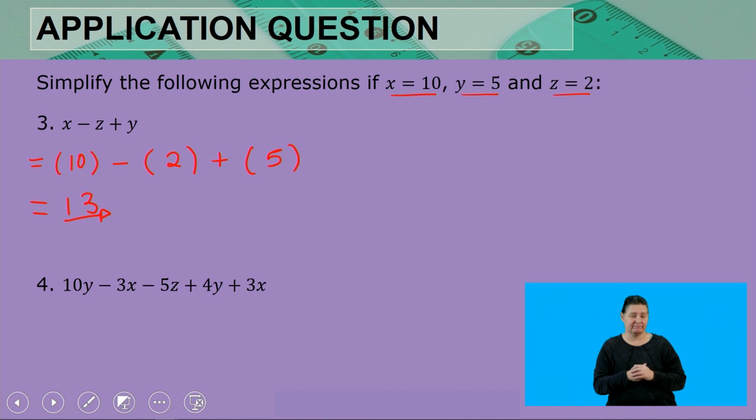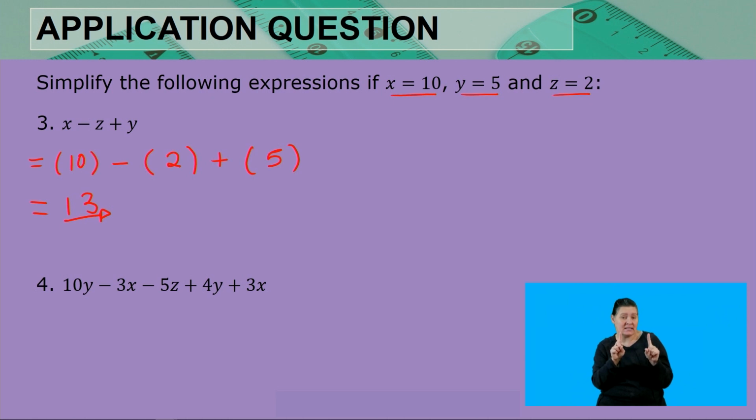So let's move on to the next one. Now the next one, when we look at it, we can substitute the values that we are given, but we can simplify this expression first because there are like terms here. Which ones are the like terms? We have 10 and 4. So 10y and 4y are like terms. We also have 3x and 3x, so we can add those as well. So what is 10 plus 4? That is going to give us 14y. And then what is minus 3 plus 3? That actually gives us 0x. And then we are left with a 5z.